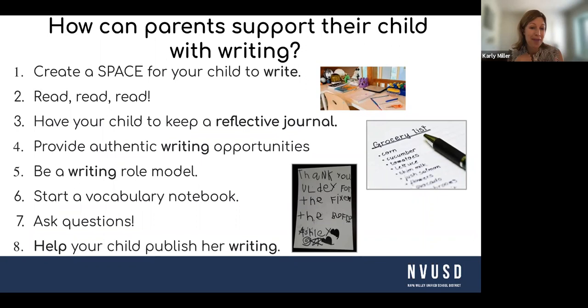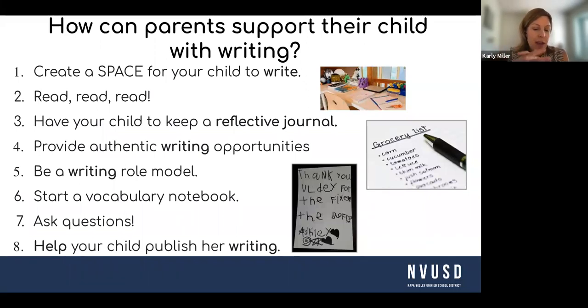Be a writing role model yourself. They watch a lot of what we do, and it may be a lot on the computer these days, but they're watching what you're doing and mimicking that. So as much as you can cultivate the importance and talk about the importance of writing in your daily life, we'll reinforce that.